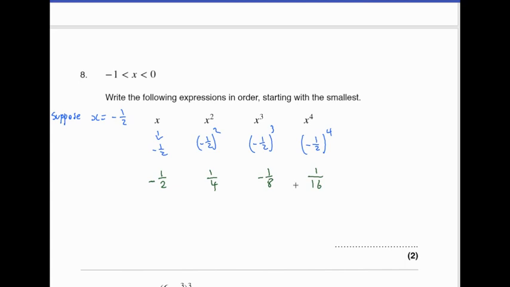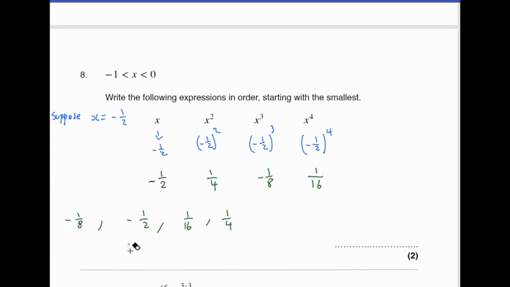Then, starting with the smallest, we've got that -1/8 is the smallest. Then we've got -1/2. Then we've got 1/4. No, then we've got a 16th, rather. A 16th is smaller than 1/4. Then we've got 1/4. So the -1/8 corresponded to x cubed. It would be the smallest because it's negative. Ooh, mistake. I made another mistake.